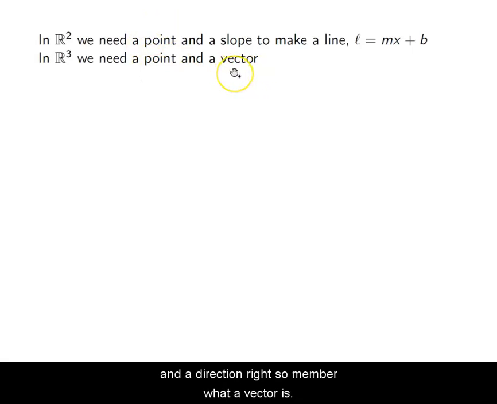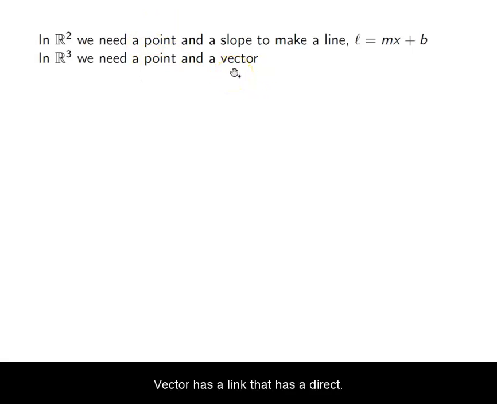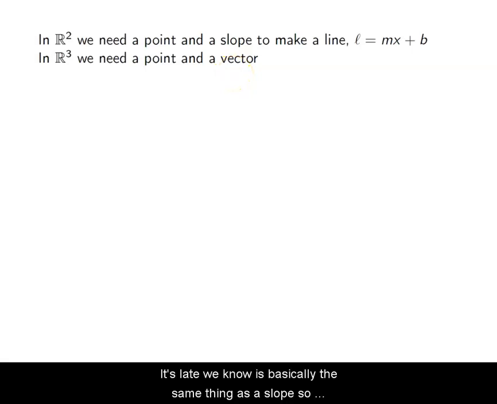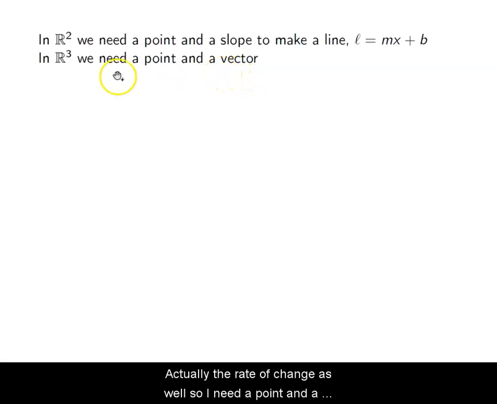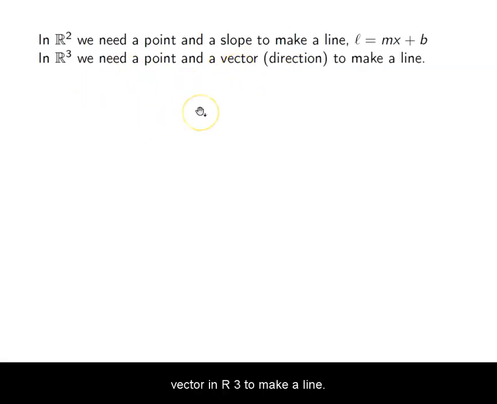So remember what a vector is. A vector has a length and it has a direction. Its length, we know, is basically the same thing as a slope. So a vector tells me a direction and it tells me actually the rate of change as well. So I need a point and a vector in R3 to make a line.